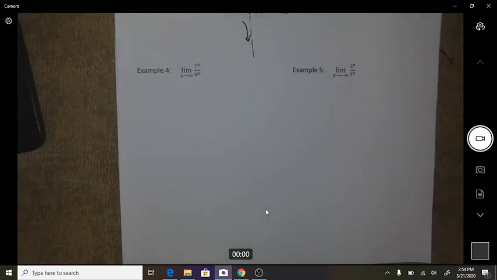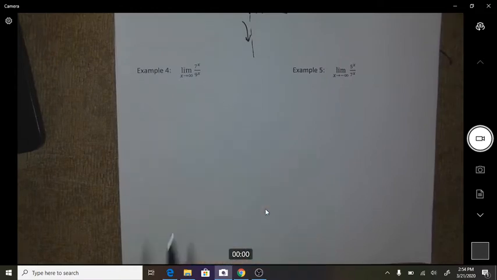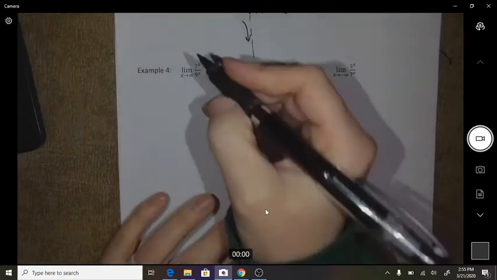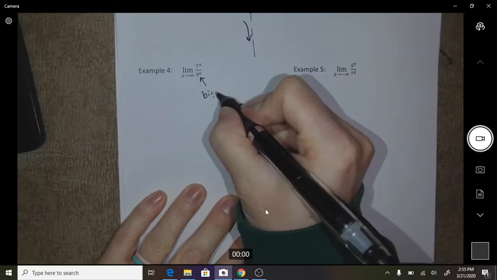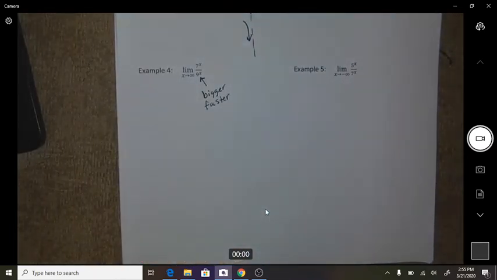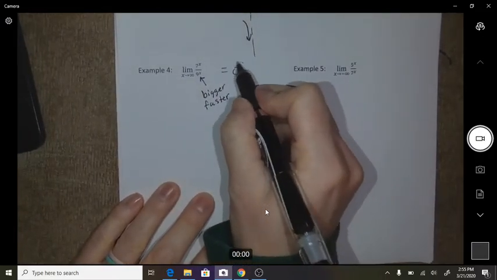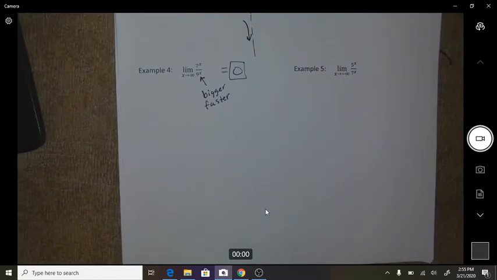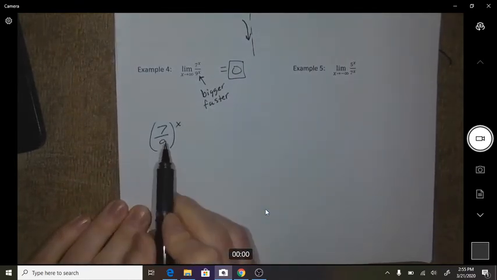Okay, next, for this one, I'm going to use the analyzing method to understand what's going on. So 7 to the infinity and 9 to the infinity, I would understand that this is getting bigger faster. Okay, and then I would say, well, what happens when the bottom gets bigger faster? Then you approach 0, because it's more and more and more of a fraction, getting smaller and smaller and smaller. Okay? Another way you could have written it to think about it was like this.